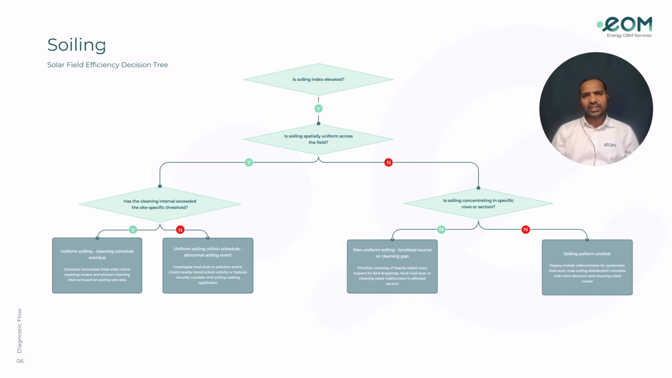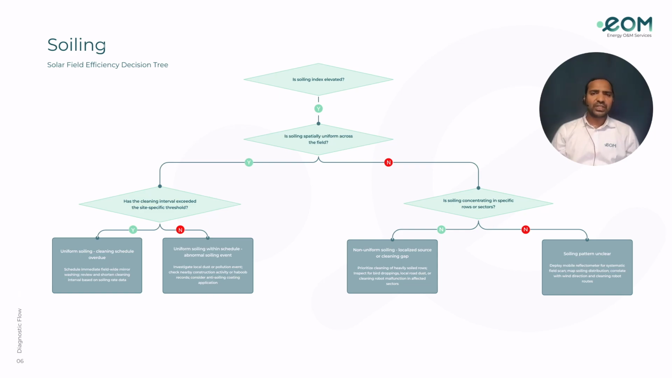If the contamination is non-uniform and concentrated in specific rows or sectors, the root cause is often localized. So typical examples include bird droppings, nearby road rust, cleaning robot malfunction, or water distribution problems during washing cycles. So targeted cleaning of heavily affected areas is usually more effective than immediate full field cleaning.